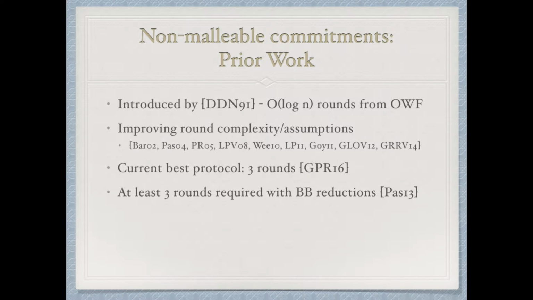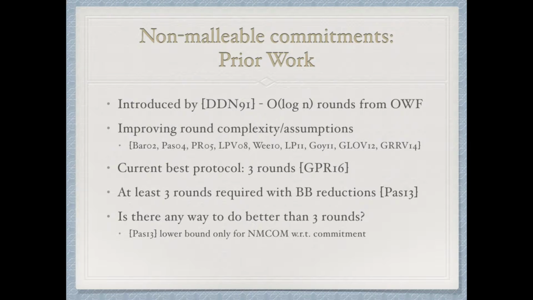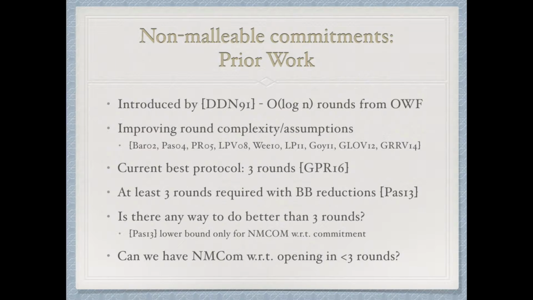And a result by Rafael Pass some years ago showed that at least 3 rounds are required if one wants black box reductions and non-malleability with respect to commitment. So the question we can ask is, is there any way to do any better than 3 rounds? And what we note is that the lower bound of Rafael Pass only holds for non-malleability with respect to commitment. So for non-malleability with respect to opening, can we do any better? So in this paper, we explore this question.